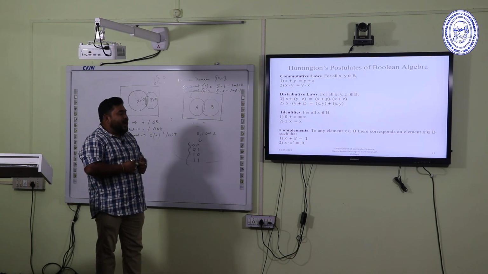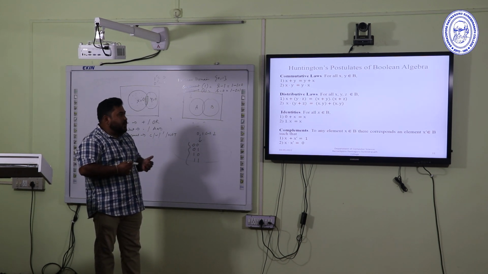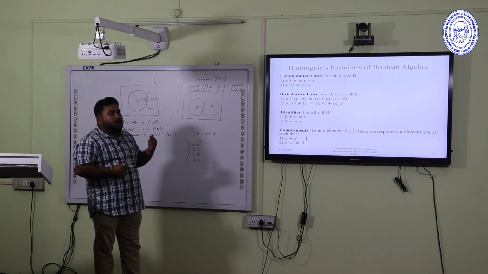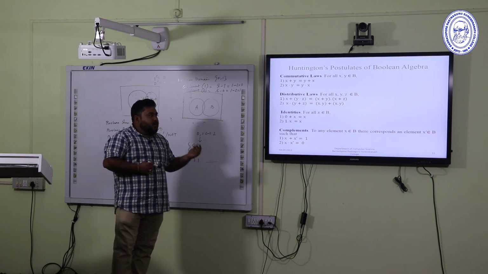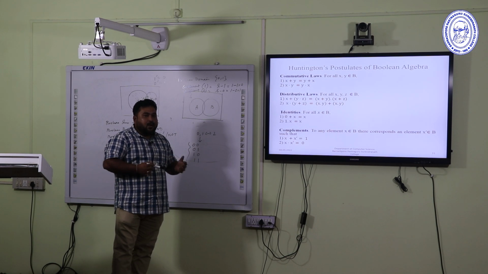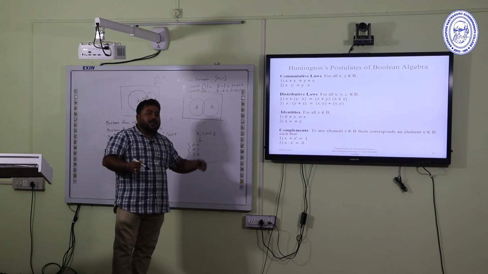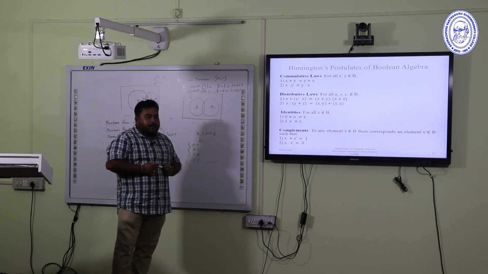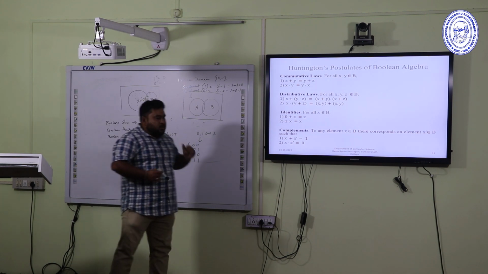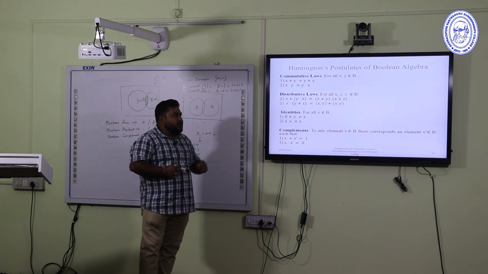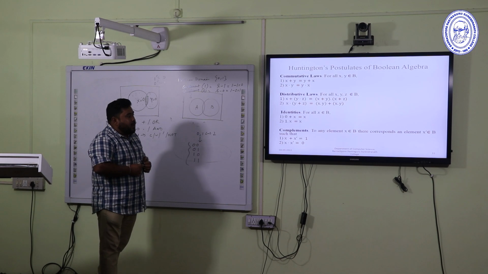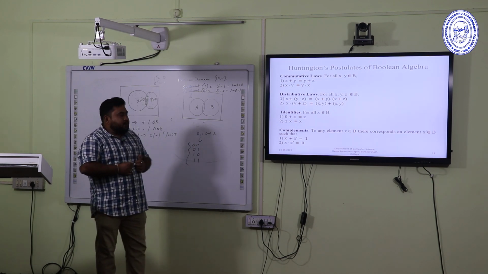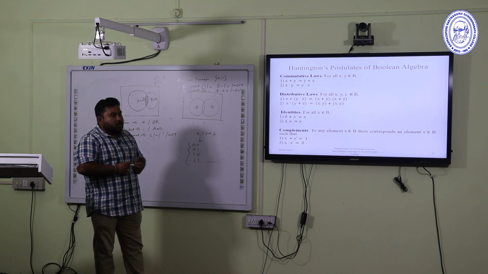And the third element is the identity, and it is important because identity means how can I identify a particular element. So if we use the addition operation, the identity element is 0, because if we add 0 with this particular value, we return the same value. So 0 is the identity element here. The same in case of dot: if we take 1 dot x is equal to x, so 1 is the identity element. The fourth law is the complements, that is x plus x prime is equal to 1 and x dot x prime is equal to 0.